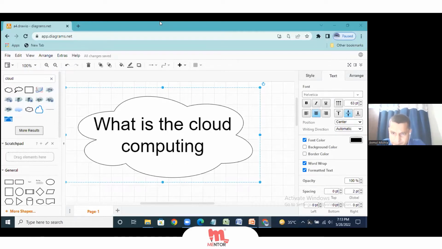Let's start. A set of services on the internet. A range of services delivered over the internet. On-demand service by cloud provider. Right, very good. On-demand service by cloud provider. Cloud computing is the range of services that are delivered over the internet.